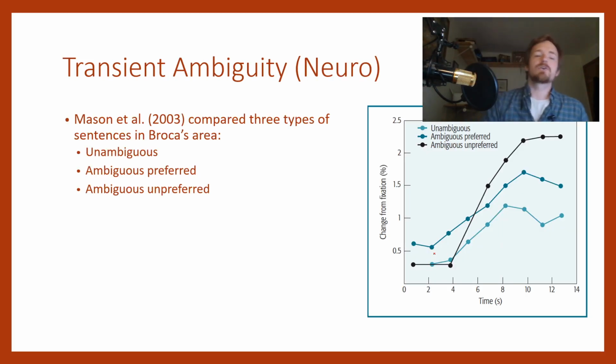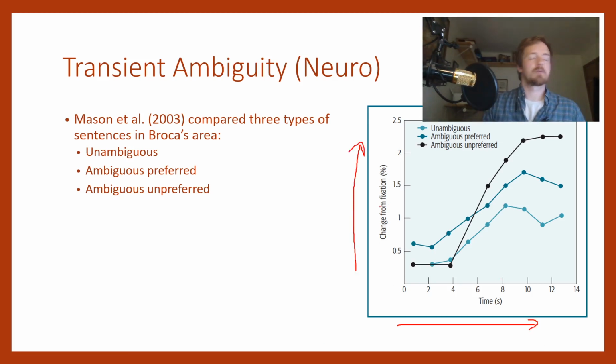So here are some neuroimaging results of transient ambiguity processing for these individuals. This is used with fMRI. What you're looking at here on the x-axis is time going by, and on the y-axis you're looking at the percent signal change from fixation. So when they're fixating on something, that is the fixation cue, versus, in this case, an unambiguous word and two different kinds of ambiguous words.